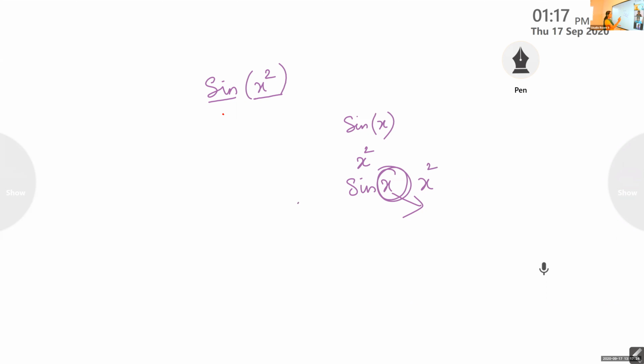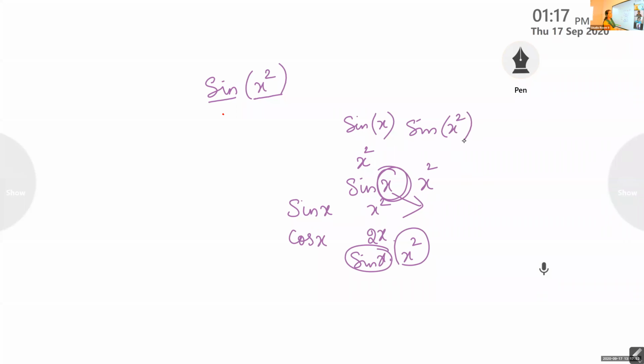If it is sin x, we know the derivative of sin x is cos x. If it is x square separately, we know the derivative of x square is 2x. Suppose it is given sin x into x square, we know that we can use the product rule. Sin x is a separate function, x square is a separate function. But here what is given? Sin x square. That means as an argument, we are getting another function, sine of another function. Sine is one function. This is another function.